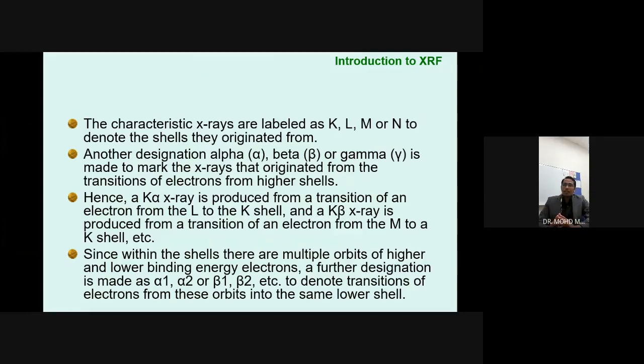Since within the shells there are multiple orbitals of higher and lower binding energy electrons, a further designation is made as alpha 1, alpha 2, beta 1, beta 2, and so on. This is to denote the transition of the electron from these orbitals into the same lower shell.